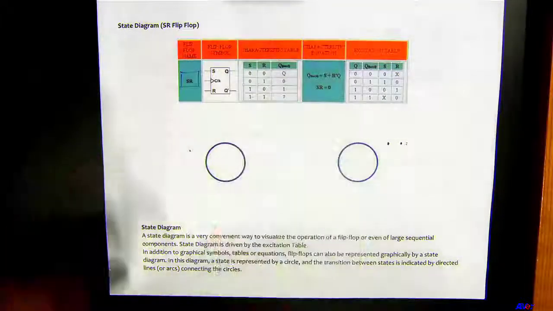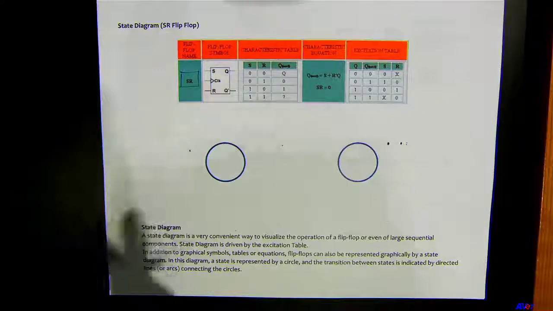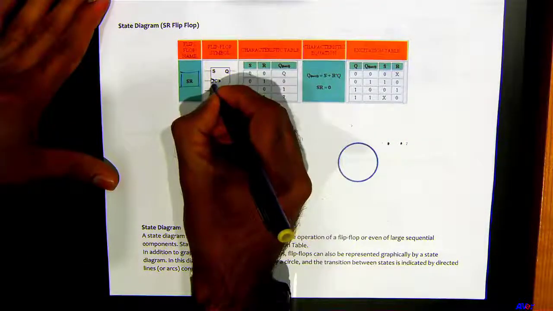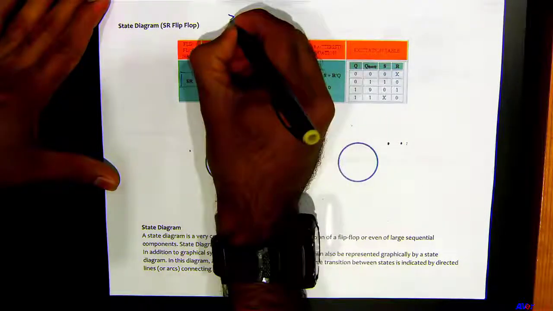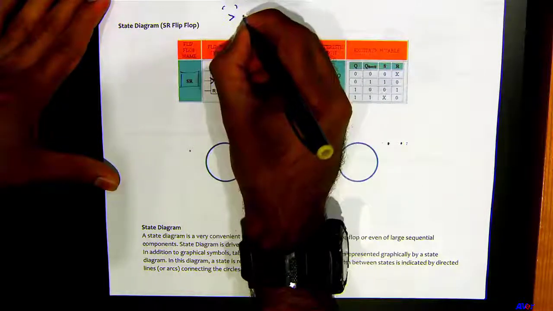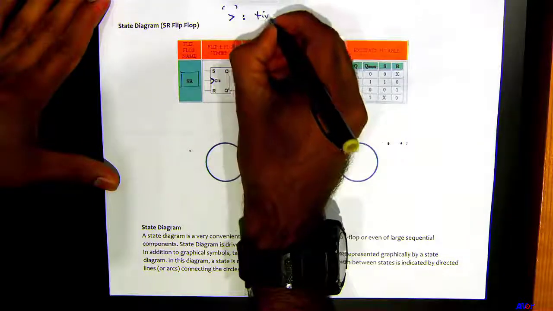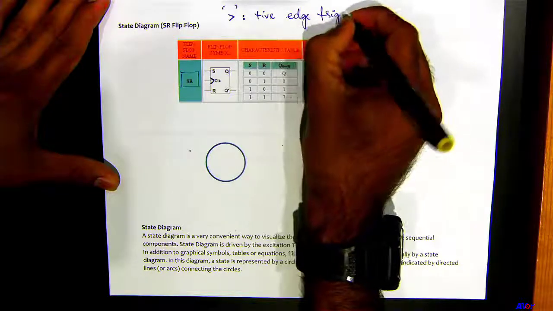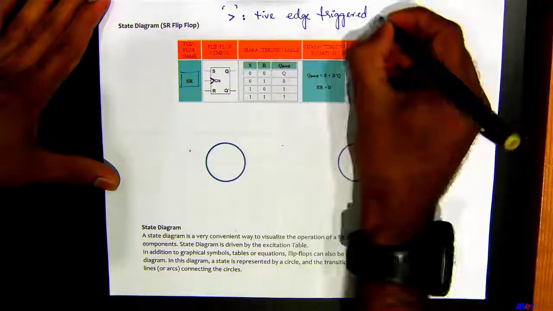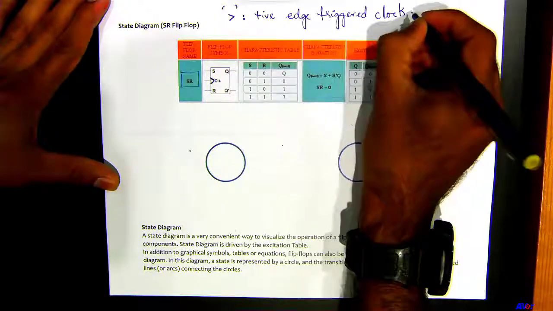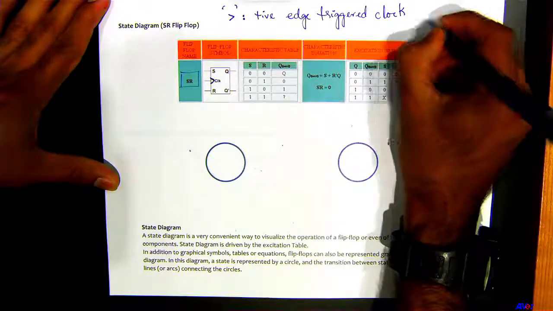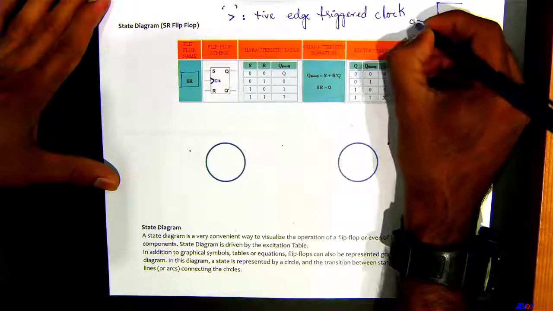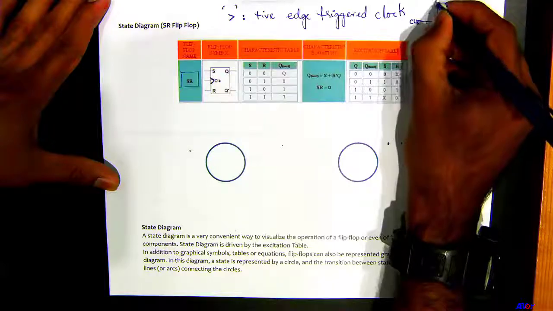Here is the schematic symbol right here. So you've got S and R as inputs, and you've got clock as an input. This sign right here tells you that this is a positive edge triggered clock, meaning that the output changes only when the clock goes from 0 to 1. This is 0, this is 1.